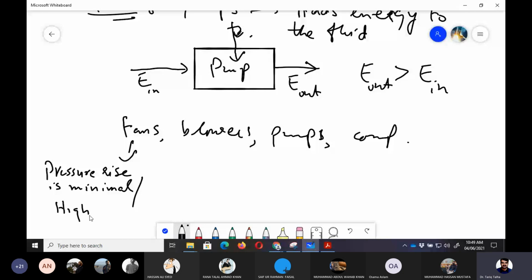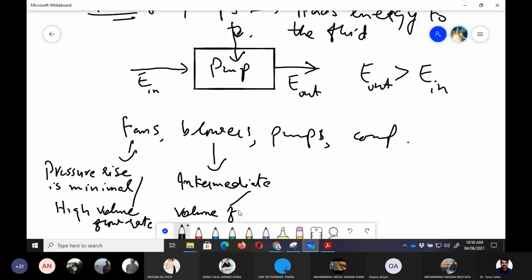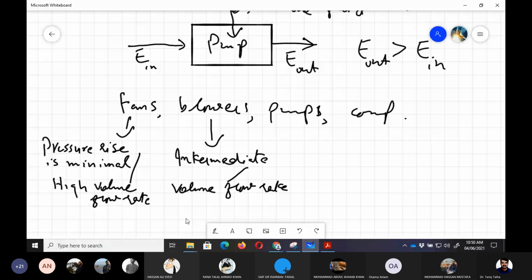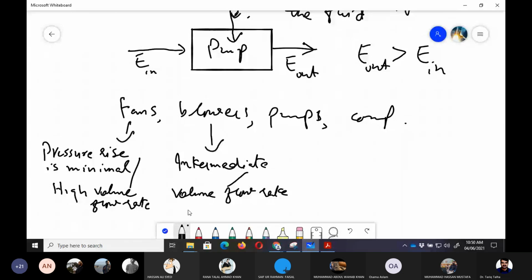And then what about the blower? Like the dryer we use at home to dry our hair. In this case, the pressure rise is intermediate, and volume flow rate is quite significant. Okay, and then like I talked about the dryer, the blower installed in cars for blowing air through the vents for AC is also an example of a blower.